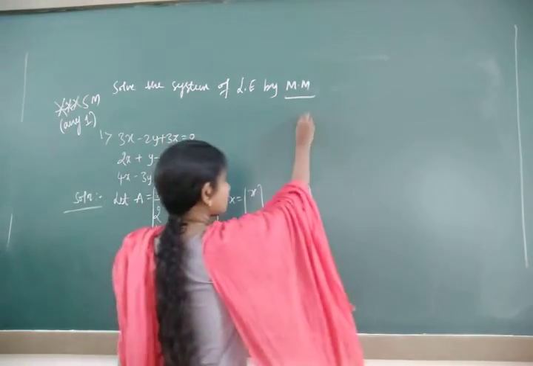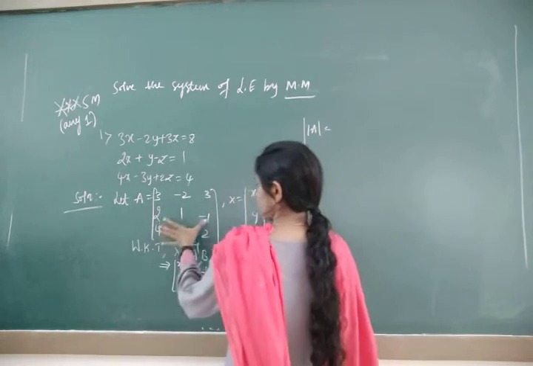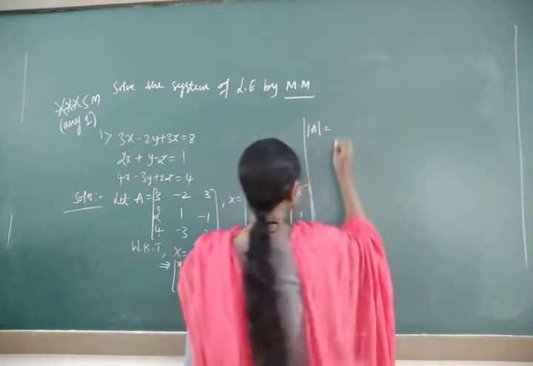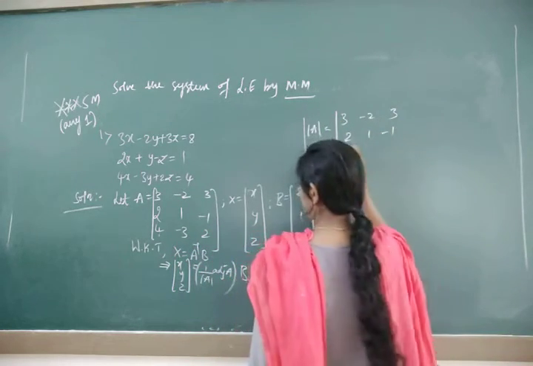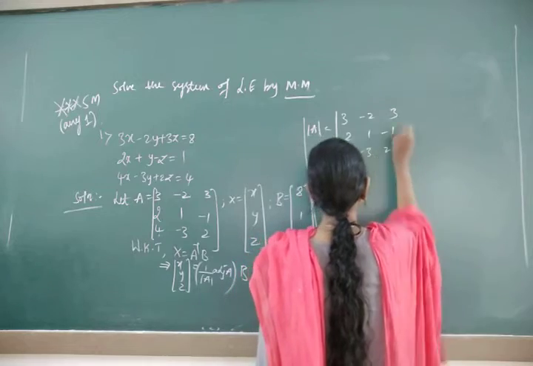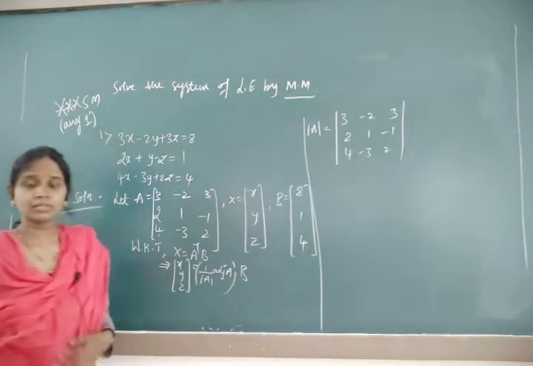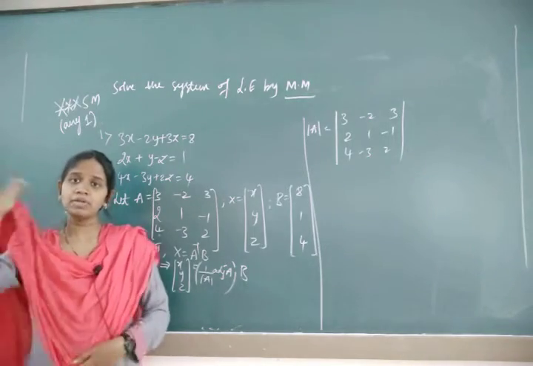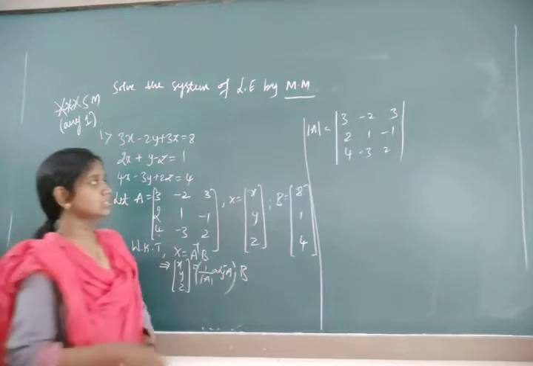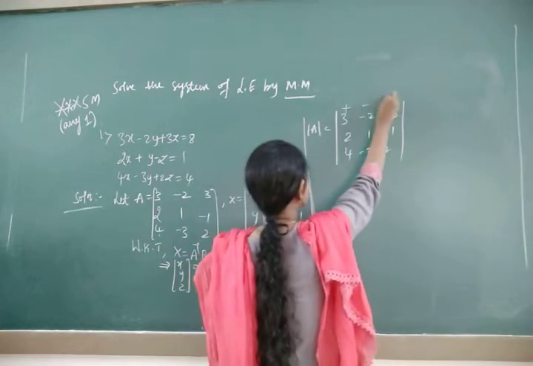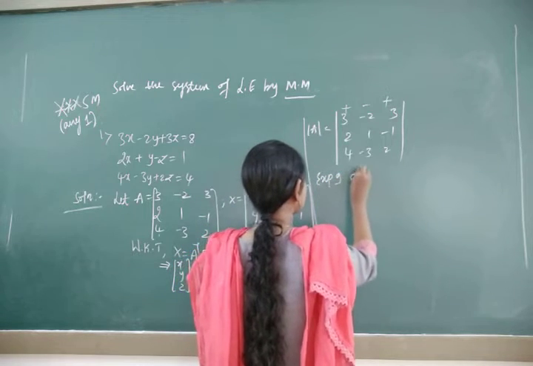We will write here. Determinant A equal to, don't equate for this one, you just write in bars first. It's 3, minus 2, 3; 2, 1, minus 1; 4, minus 3, 2. So this is of order 3 cross 3. You know the expansion, there are 6 ways to expand. You can expand in any way, but I will prefer the first row. So change the sign, it's plus, minus, plus. Expanding along R1.